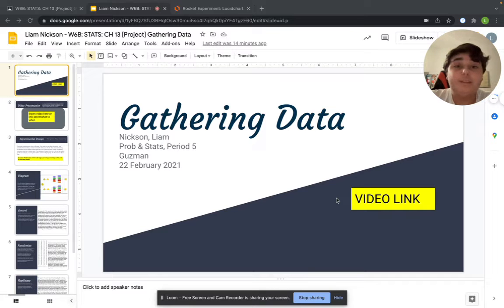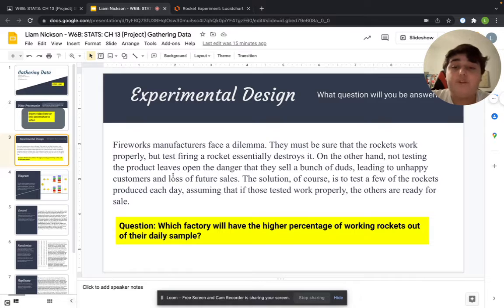Hello, my name is Liam Nickson, and today I'm going to be presenting you my experiment on rocket manufacturing. So my question is, which factory will have the higher percentage of working rockets out of their daily sample?